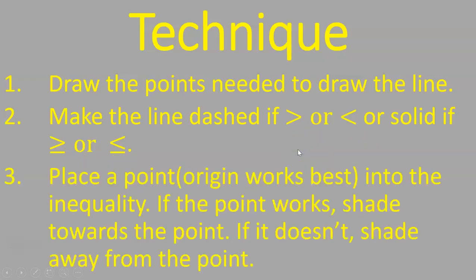And then this third step, there's different ways of doing it, but a safe way would be to place a point, such as the origin, into the inequality. If the origin works, or whatever point you choose works, shade towards the point. If it doesn't, shade away. And again, we're going to see an example of that here in a moment.